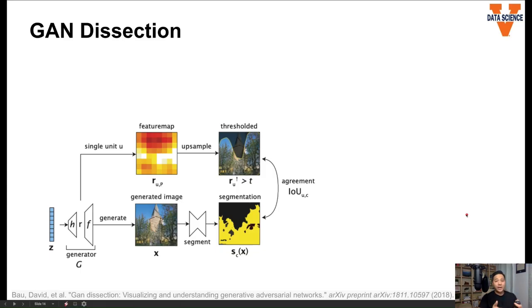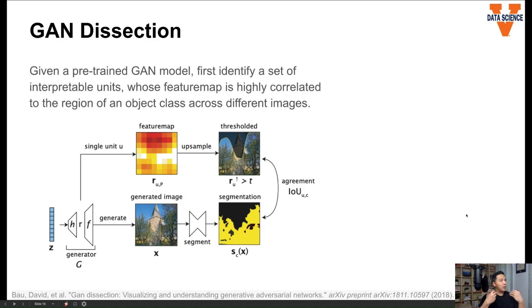Coming to generative models, there is work on GAN dissection. And the way it works is that we try to identify some interpretable units within the generative network. The feature maps are highly correlated to a region of the object classes generated by the network.